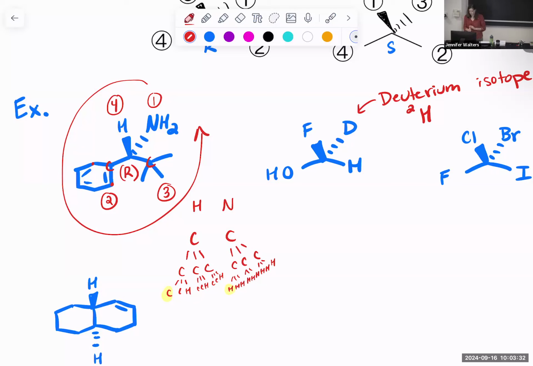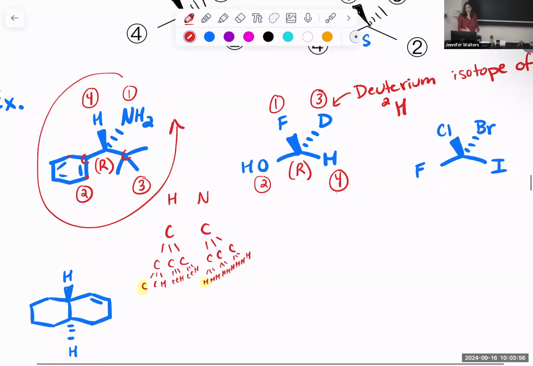The next one, my highest priority is going to be fluorine, then the alcohol, then deuterium, then hydrogen. So when I start out, my thumb is down to the right, my fingers are pointing out at me. My hand is going to curl towards the line before it goes into the plane. That is also R. How about the next one? I'm pretty sure it's also R.